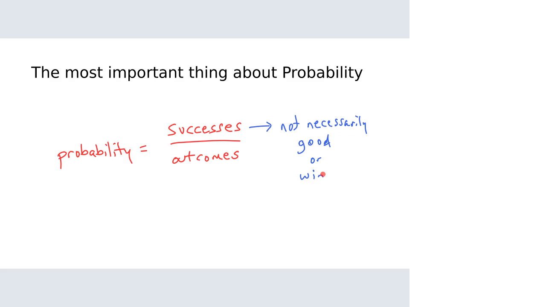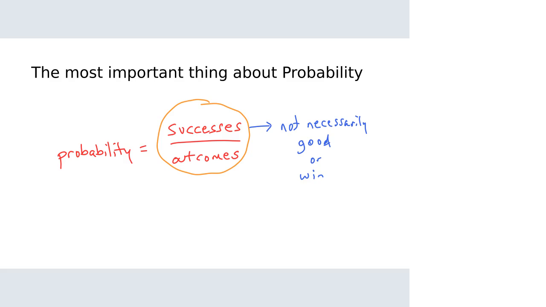So it's not about whether this is a good thing or a bad thing, whether I win or lose. What a success is, did the thing that I'm looking for happen? If it did, then we call it a success. And when we're looking for probability, we're looking for successes over outcomes. Clearly, you can see that probability can be written as a fraction. That'll be very common for us.